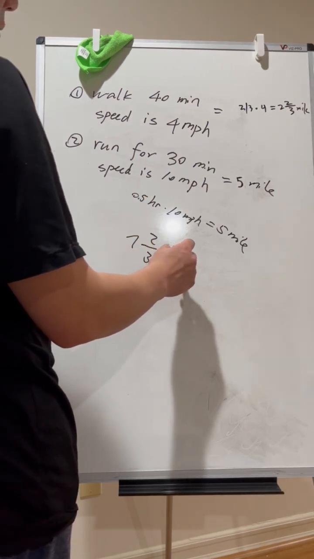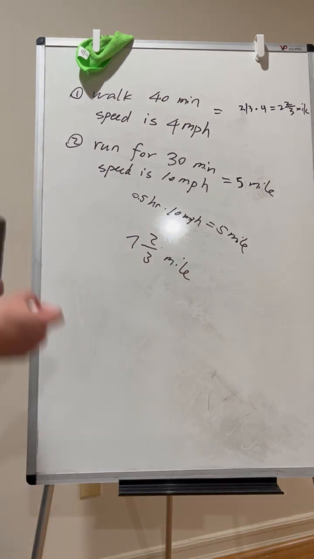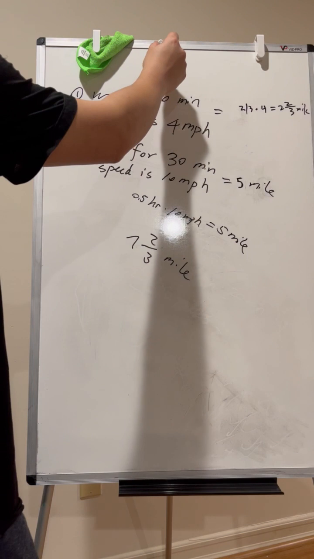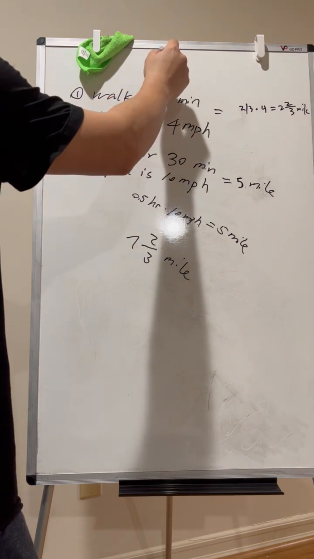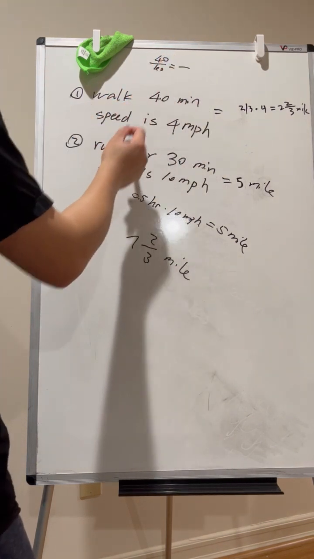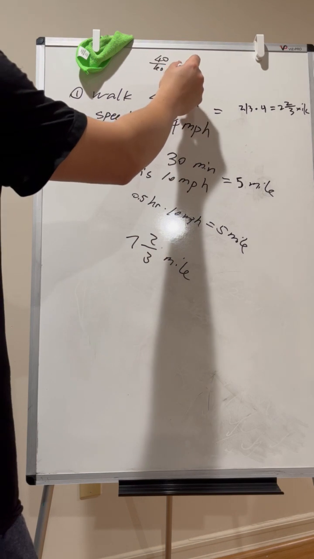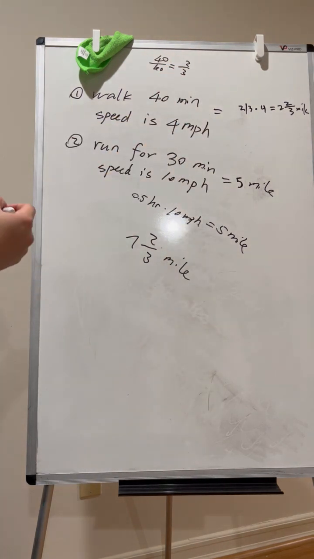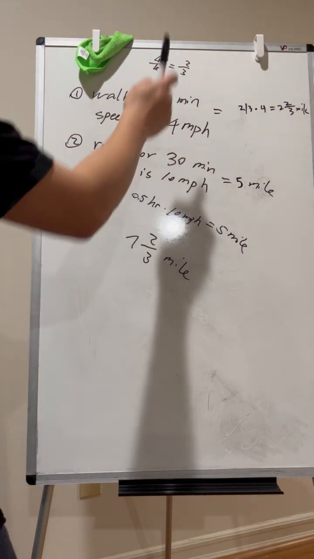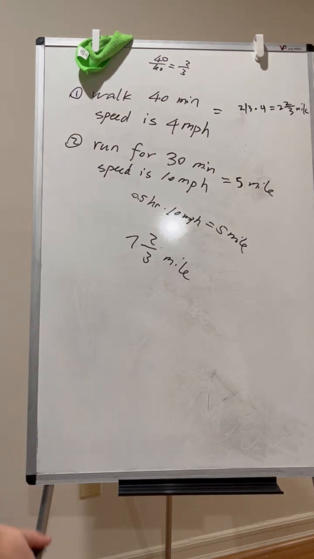Add them together equals 7 and 2/3 miles, right? Okay, let's see if it's correct. So this is 40 over 60 equals 2/3. Yeah, so this is 2/3 hour. Okay, yeah, that makes sense.